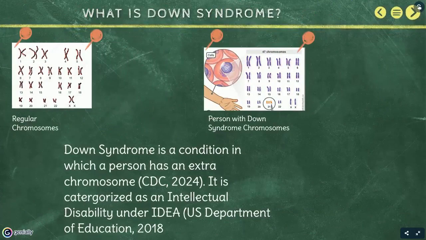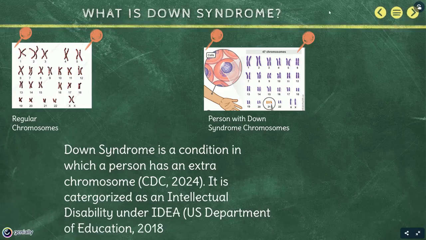So what is Down syndrome? Down syndrome is a condition in which a person has an extra chromosome. It is categorized as an intellectual disability under IDEA. Babies are typically born with 46 chromosomes. However, babies with Down syndrome have an extra copy of a chromosome called chromosome 21.